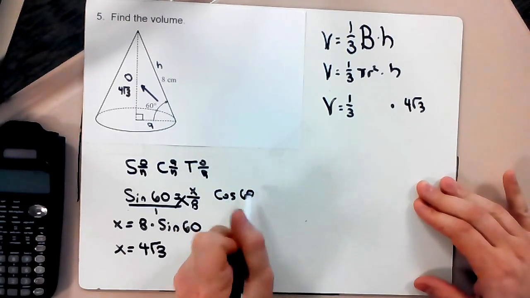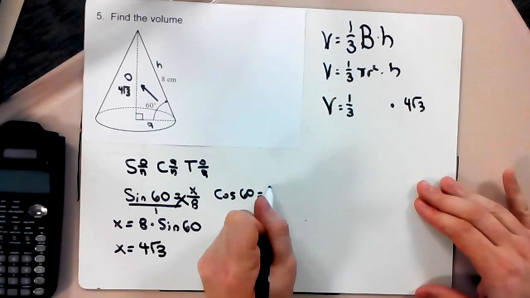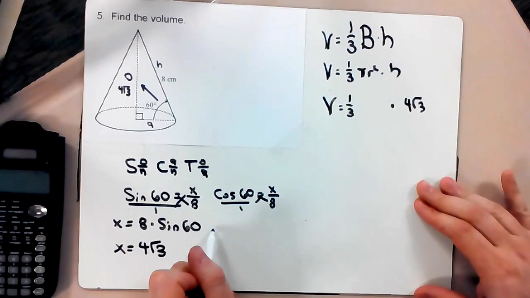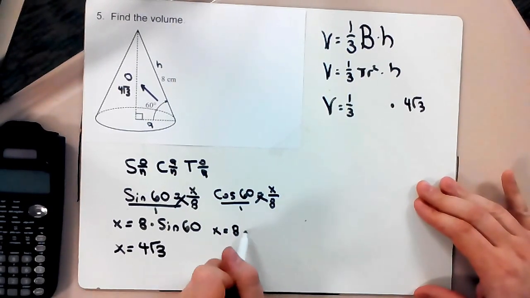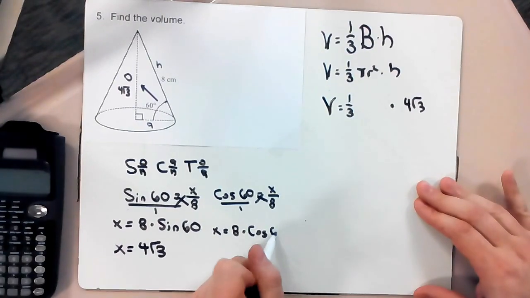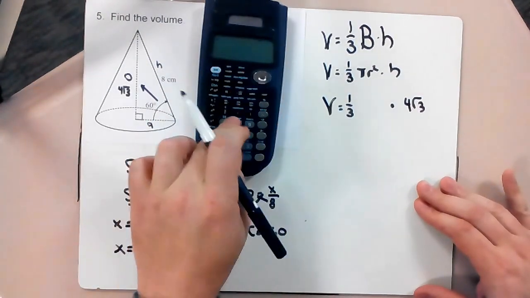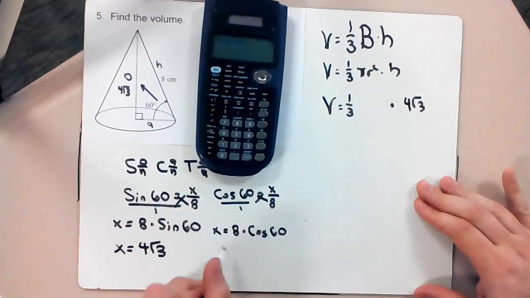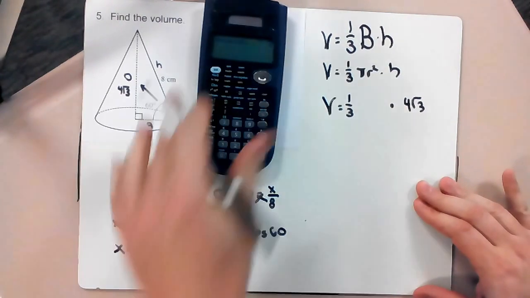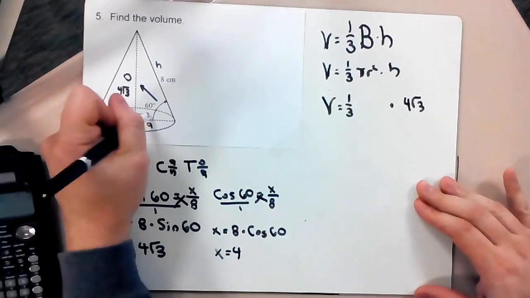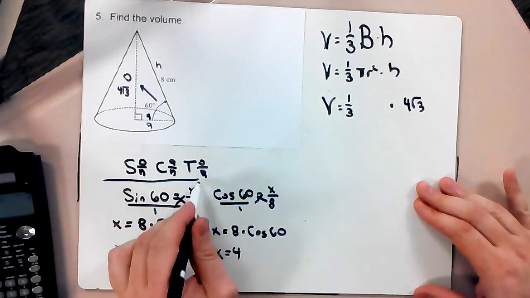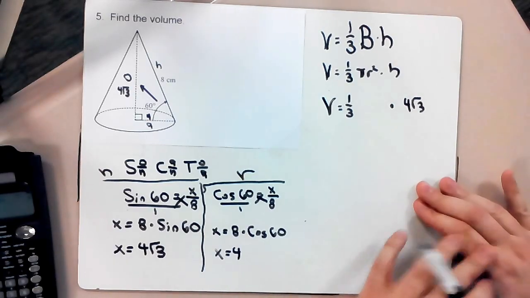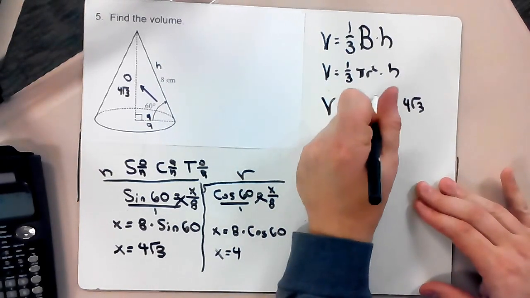Cosine 60 equals x over 8. I'm going to cross multiply. So I have x equals 8 times cosine 60. So x equals 4. Okay, so now I have my radius. My radius is 4. I use trig to find the height, so this is how I found the height. And this is how I found the radius. All right, so that's pi 4 squared.